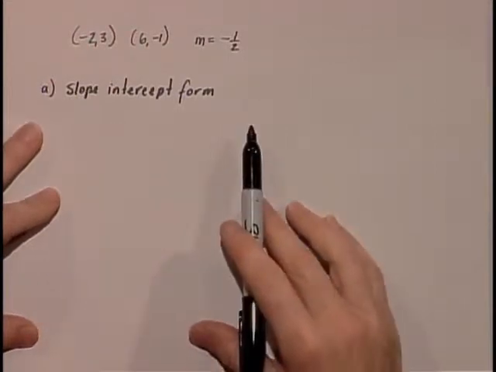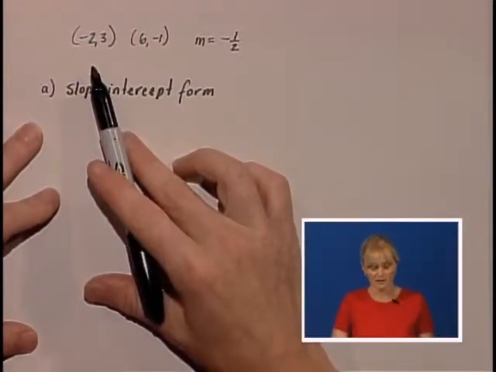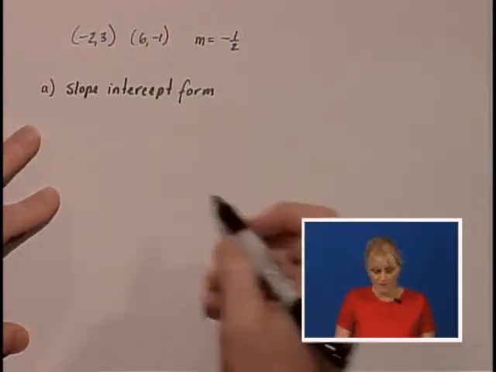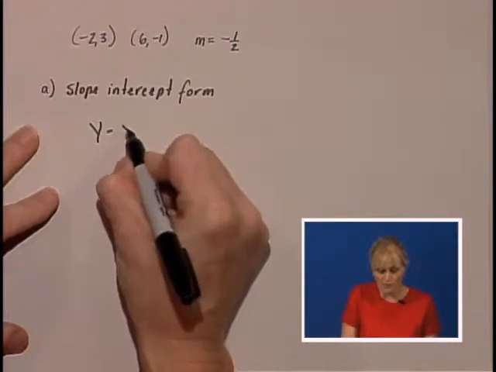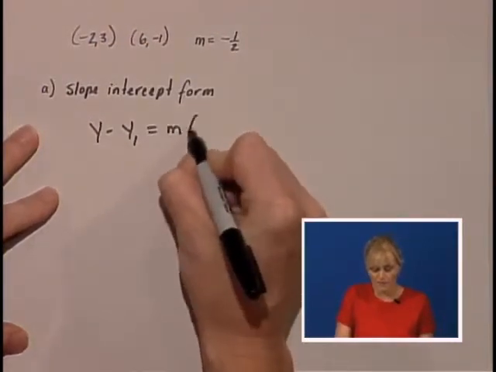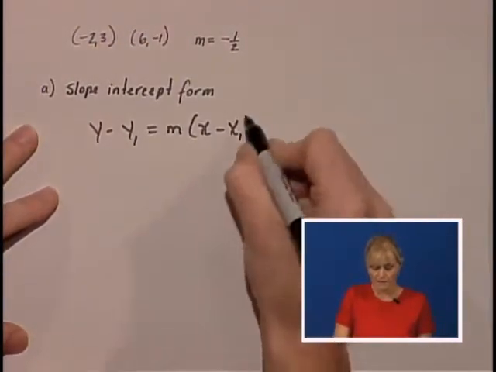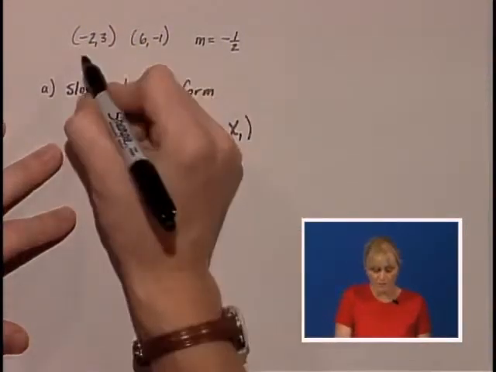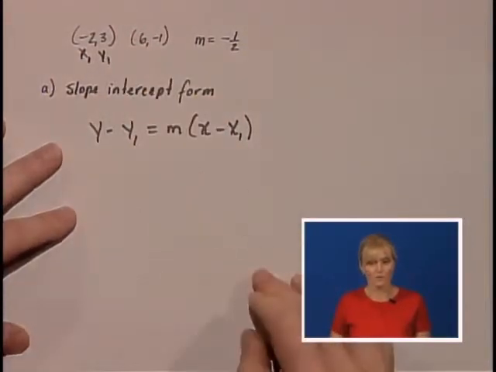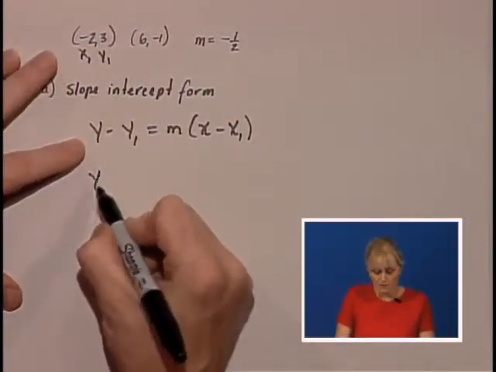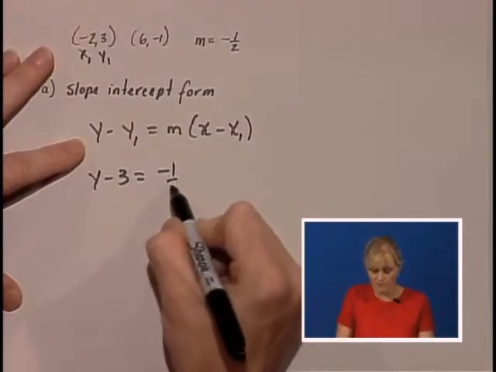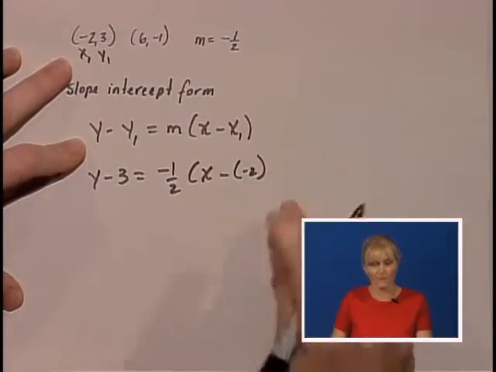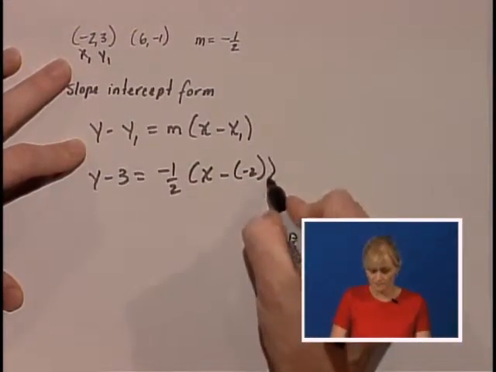We'd like to get this into slope-intercept form, given our 2 ordered pairs, (-2, 3) and (6, -1), with a slope of -1/2. So we're ready to go: y minus y1 is equal to m times x minus x1. We'll substitute in. You can pick either of the 2 points, but since we labeled this x1, y1, we'll go with that. So we'll have y minus 3 is equal to -1/2 times x minus a -2. Again, watch your negative signs.